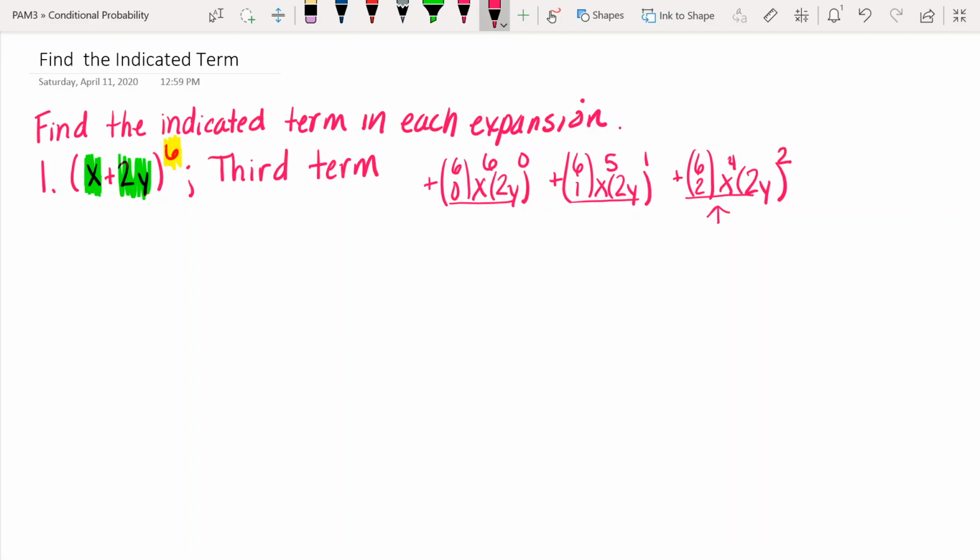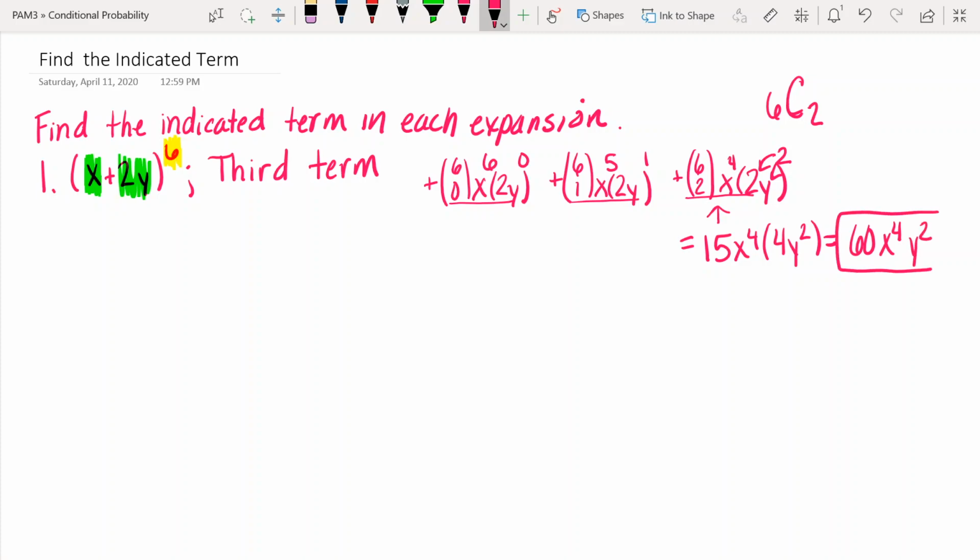Because we only want the third term, we're only going to simplify this third term. In your calculator, put in 6c2. You're going to find out that that is 15. So we have 15, an x to the fourth, and then the squared goes to the 2 and the y. So 2 squared is 4, y squared. Multiply that together. The third term is 60 x to the fourth y squared. We were only looking for the third term this time, so we only had to go that far.